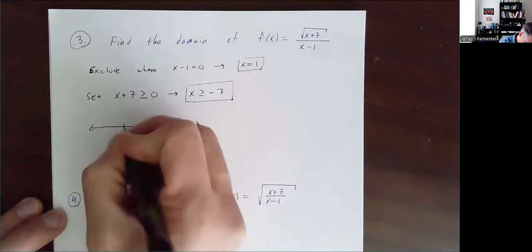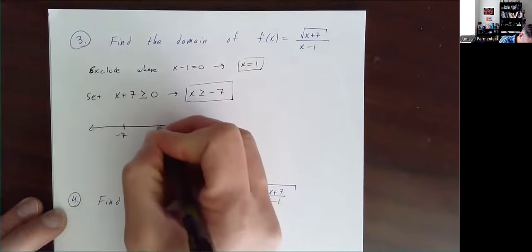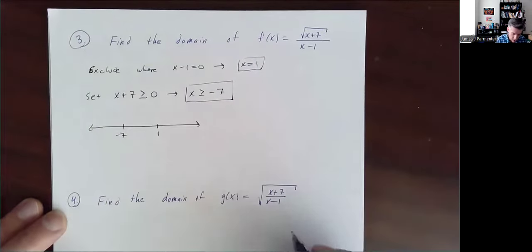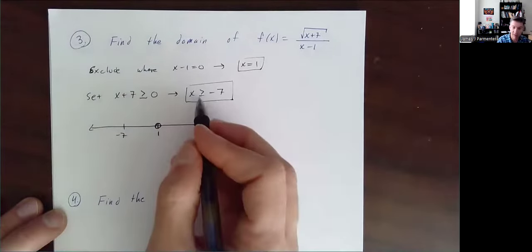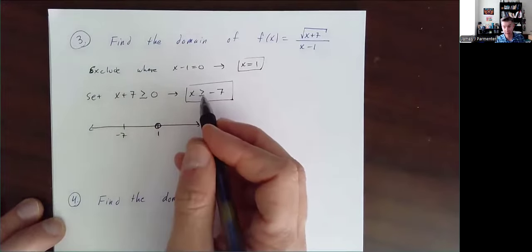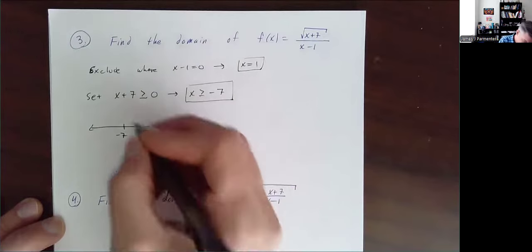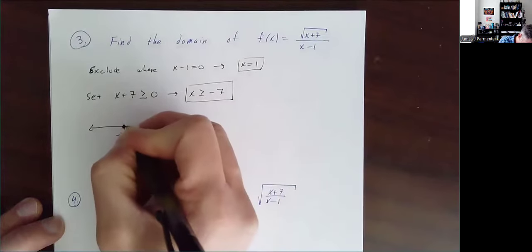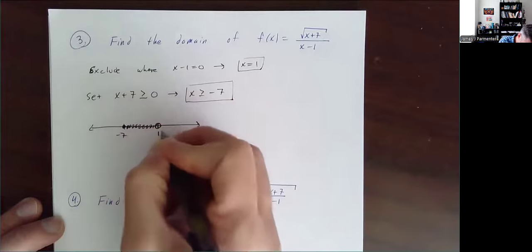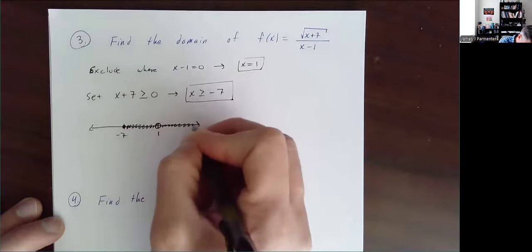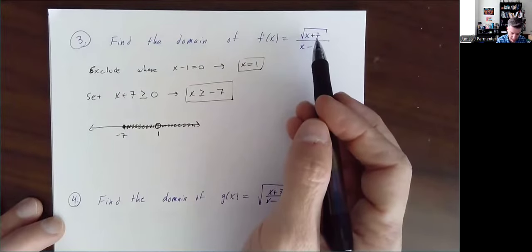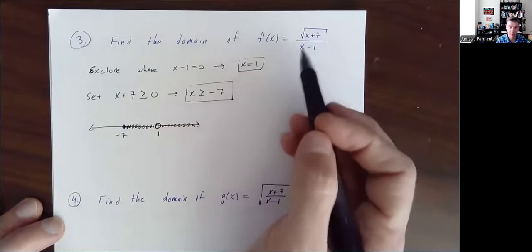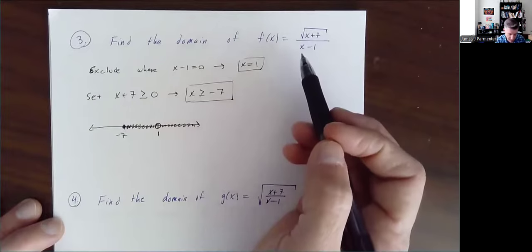So I put the important numbers on the number line. I've got negative 7 over here. I've got positive 1 over here. I don't want positive 1. But I do want everything bigger than or equal to, meaning to the right of negative 7, including negative 7. So I want negative 7, and I want everything over here. I don't want 1. I want everything over here. So 2 would be totally fine, right? 2 plus 7 is 9, square root of 9 is 3, 2 minus 1 is 1. As long as the denominator isn't 0, you're totally safe.